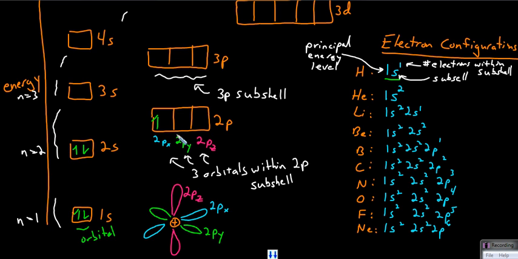These are 3 different orbitals within the 2p subshell. This is the 2p subshell. It's all 3 of these orbitals. Each of these boxes represents an orbital.